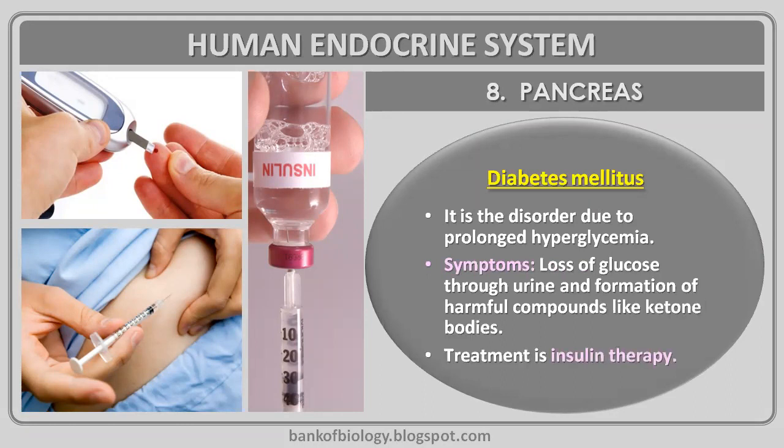We have to eliminate means alone we can't eliminate. We need to eliminate through the water. Excess urination, polyuria. Excess hunger we can face. Polyphagia. Polydipsia. There are basically three symptoms we'll have. Just to go through the text here: it is a disorder due to prolonged hyperglycemia, with symptoms like loss of glucose through urine and formation of harmful compounds like ketone bodies.